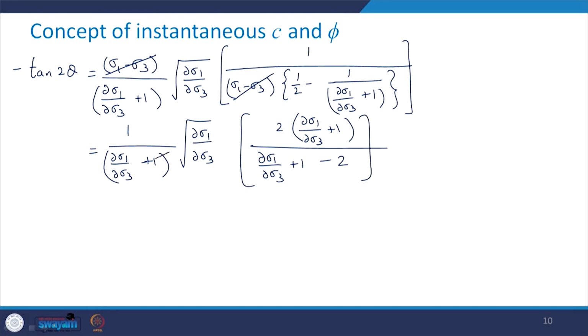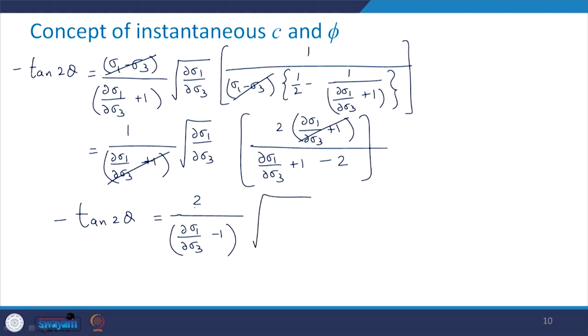So you see here this and this also will get cancelled. So ultimately we are going to get a very simple expression, which is minus tan of 2 theta is equal to 2 upon (del sigma 1 / del sigma 3 minus 1) into square root of del sigma 1 / del sigma 3. This is what we are going to have now.